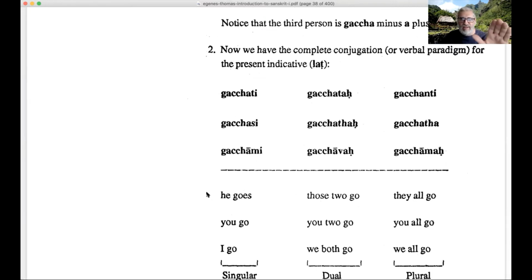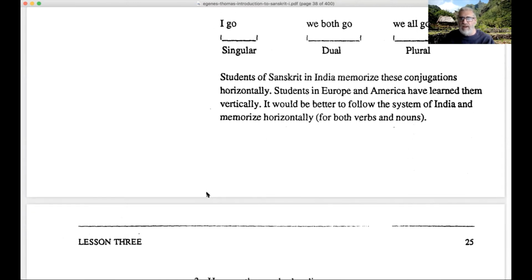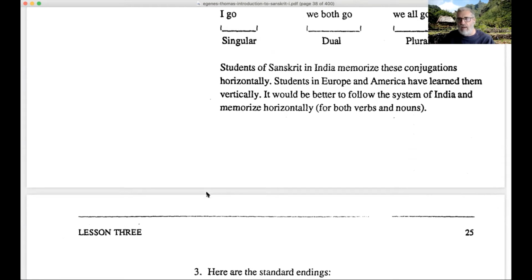They might say, gachati, gachasi, gachami. No, don't learn it like that. Learn it the Indian way. Gachati, gachataha, gachanti. Gachasi, gachataha, gachata. Gachami, gachavaha, gachamaha. That's how you should learn it. Right. It is better to follow the system of India and memorize horizontally for both verbs and nouns.